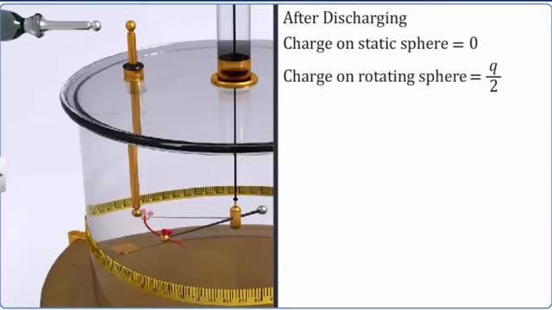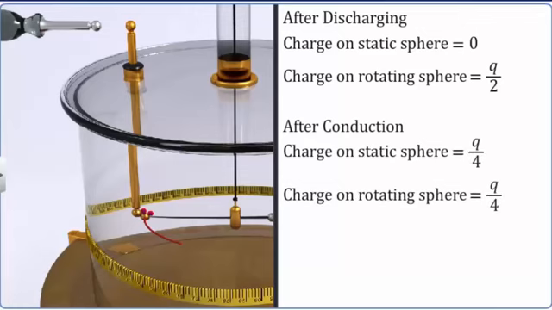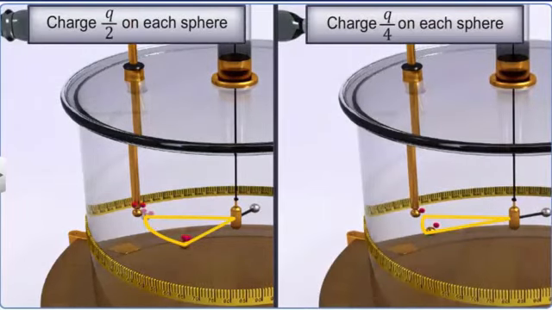To recharge the static sphere, the rotating sphere is brought in contact with the static sphere using the micrometer screw. Again, due to conduction, the spheres now have a charge Q by 4 each. As both the spheres are identically charged, they repel each other. However, the angle of deflection observed is lesser than the previous observation for charge Q by 2 on each sphere. Therefore, it can be concluded that as the charge on the spheres decreases, the force of repulsion between them also decreases.